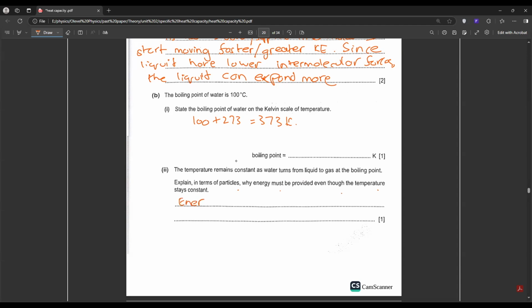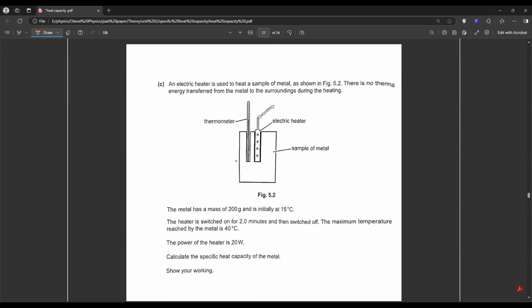Energy is needed to break the intermolecular forces of attraction. Simple as that. Nothing complicated here. Let's further move ahead.